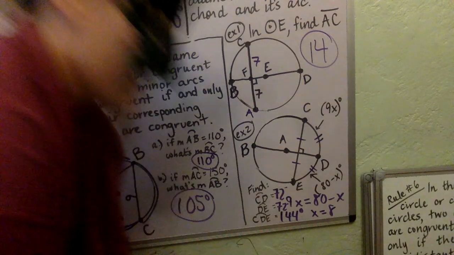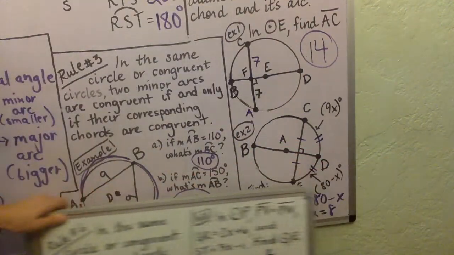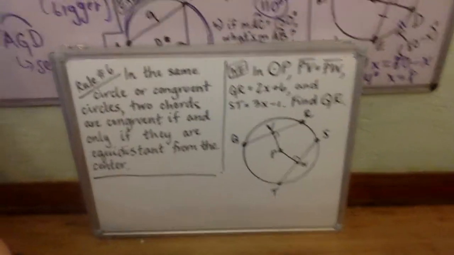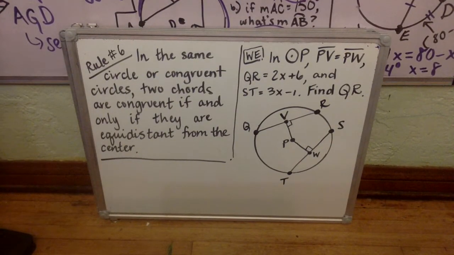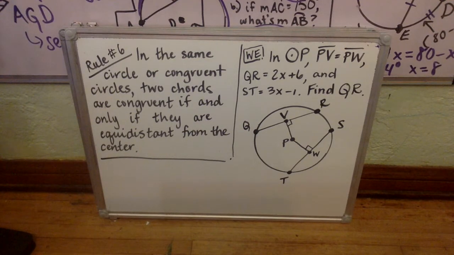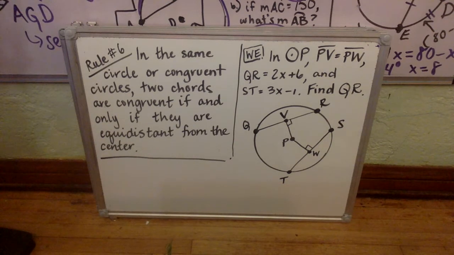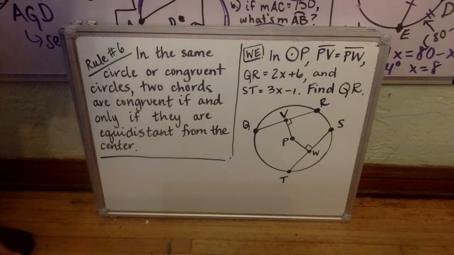Alrighty, okay, so let me just scoot over one more, almost done. Okay, I'm going to scoot this down. Alrighty, so let's take a look at this. So this is the last rule that we want to add on to our notes today, and it says, in the same circle or congruent circles, two chords are congruent if and only if they are equidistant from the center, okay? And so with that, let's move on to the we problem here, so pause it if you need to.